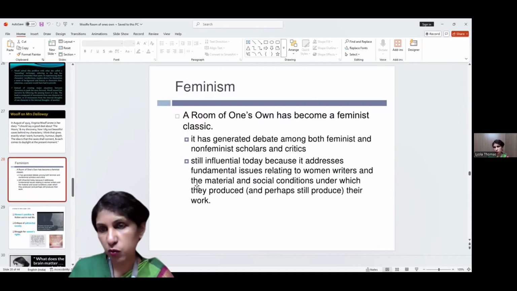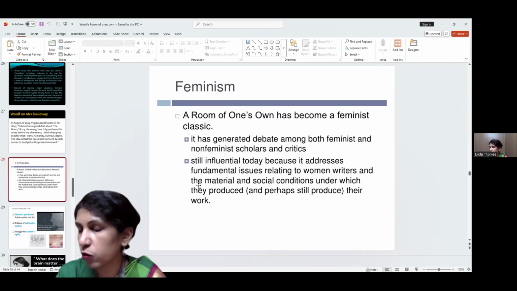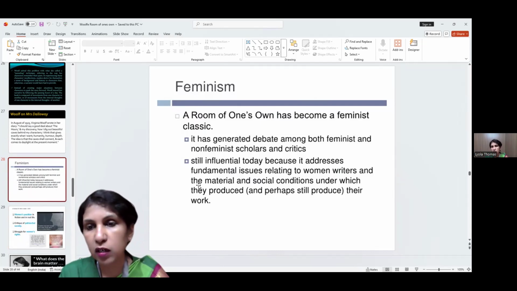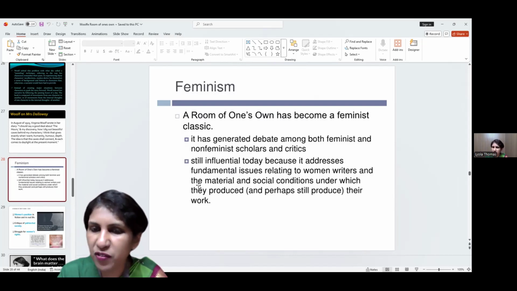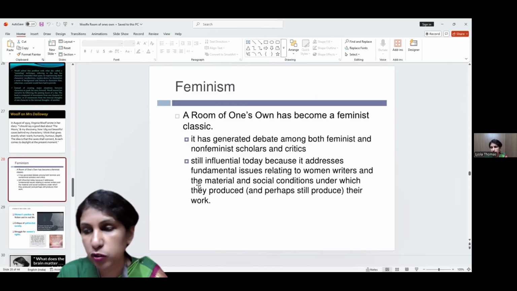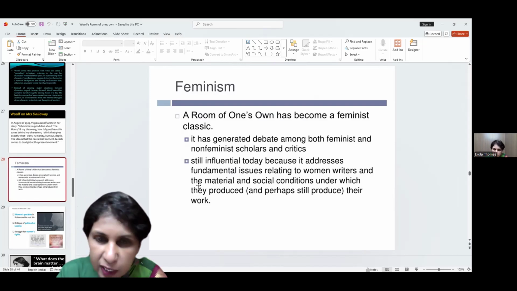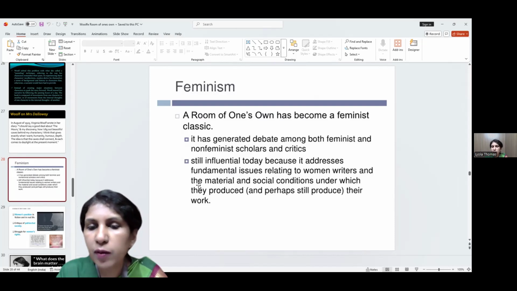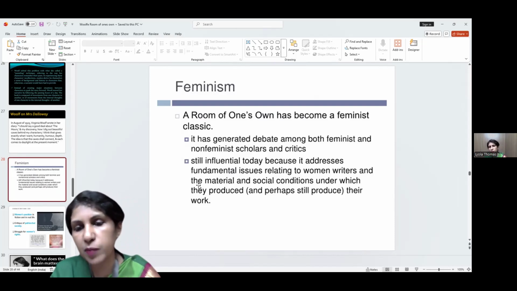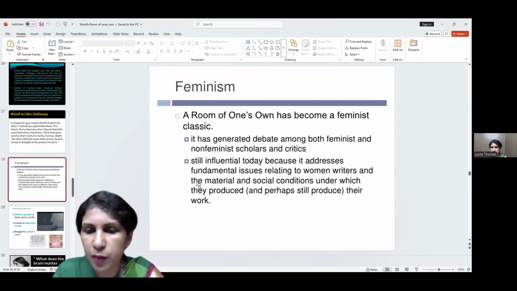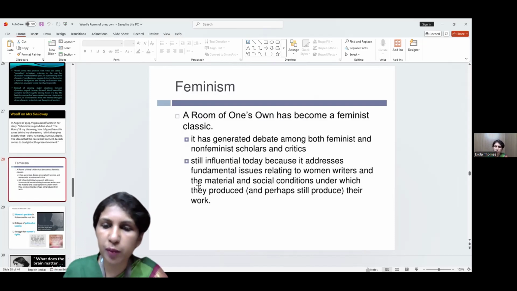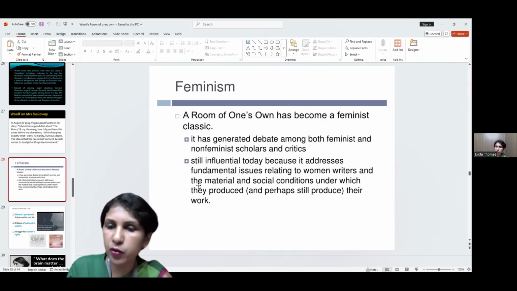And A Room of One's Own, which is what we are majorly focusing on today, is a testament for the women's feminist movement. It has become a feminist classic. It has generated immense debate among both feminist and non-feminist scholars and critics who have shown great interest in this exploratory text, A Room of One's Own. It still remains influential today because it addresses fundamental issues relating to women writers and the material and social conditions under which they produce, and perhaps still continue to produce, with the conditions having changed much.